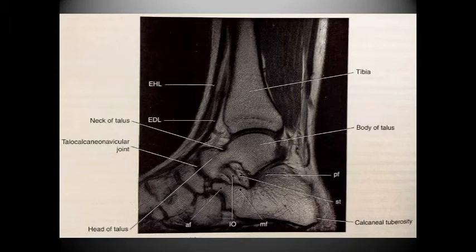Okay, on this image we have the distal tibia forming the tibiotalar joint. Here's the talus, and this is the calcaneus. Here we have the navicular.